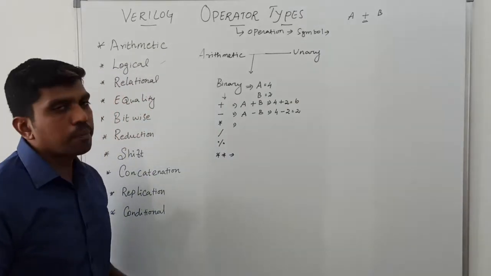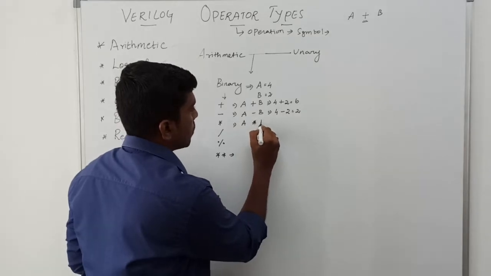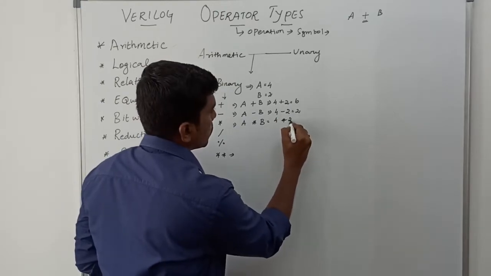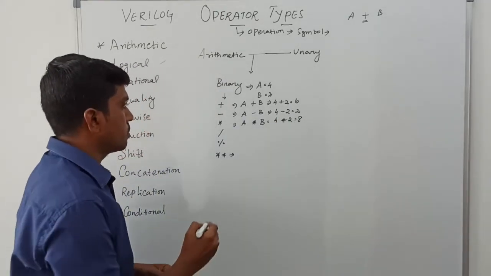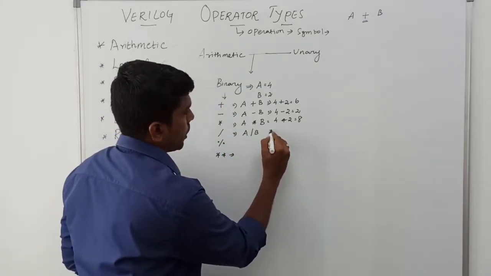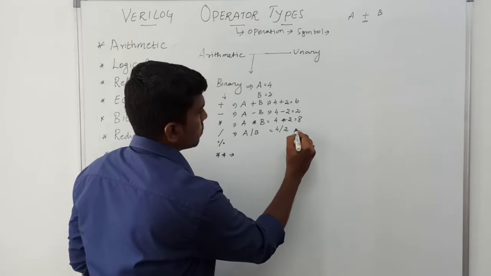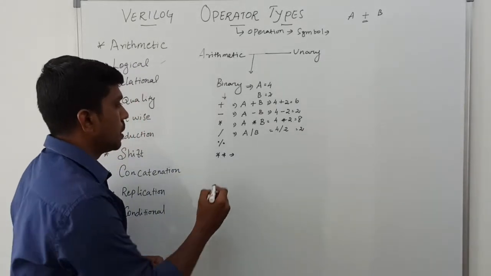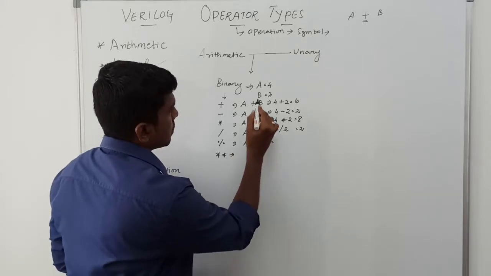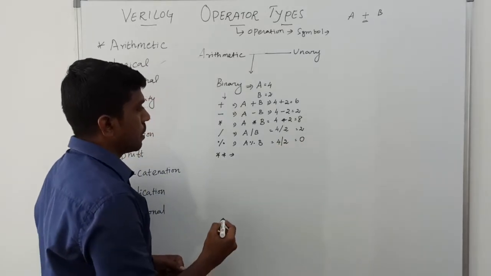Then star. Star represents multiplication of two operand values. A star B: A value 4 star 2, the result is 8. Then division, A by B. The A value is divided by B. A value 4, B value 2, so the result is 2. Then modulo. Modulo division, A modulo B. A value 4, B value 2, the remainder is 0.